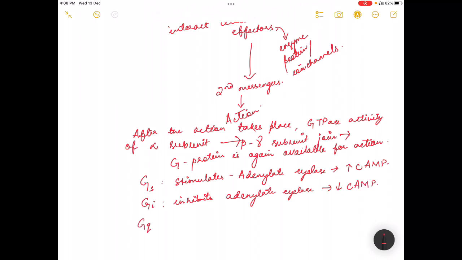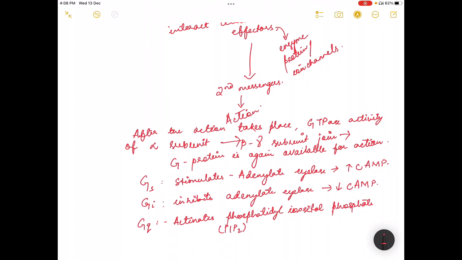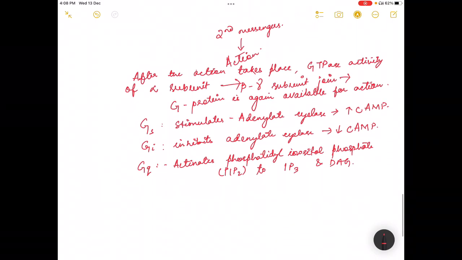Now the GQ activates the phosphatidyl inositol phosphate, PIP2, to inositol triphosphate and diacyl glycerol. This IP3 will increase the calcium. Okay.